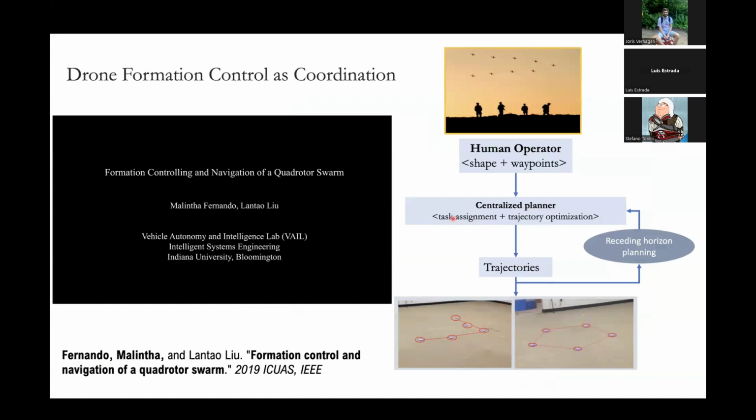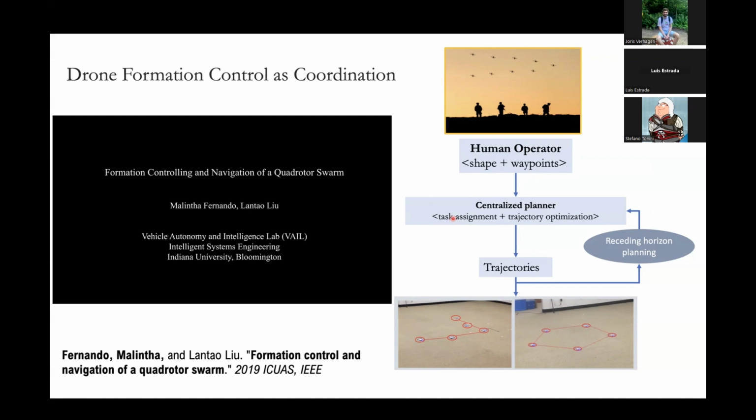I want to start by showing some work that I did in my PhD under the coordination control. Then I would like to move on to the other methods. In this case, our objective was to maintain a formation of UAVs. We have a human operator. The human operator has an objective that is to send these UAVs in by maintaining a certain formation.